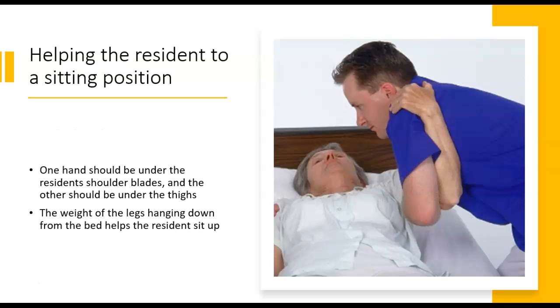Helping the resident to a sitting position. You can see he's got one hand under the resident's shoulder blades and the other should be under her thighs. The weight of the legs hanging down from the bed helps the resident. And so she's got a grip around his shoulder.